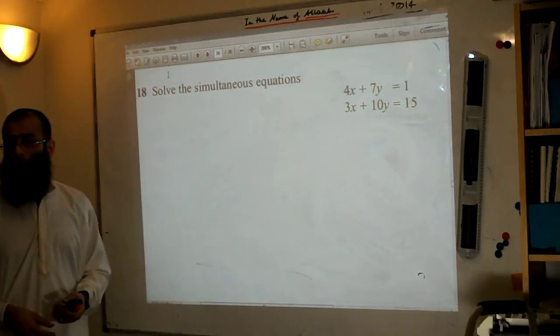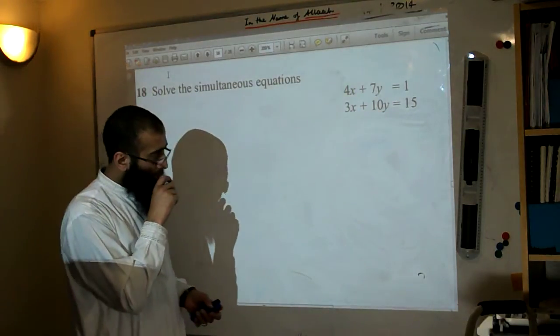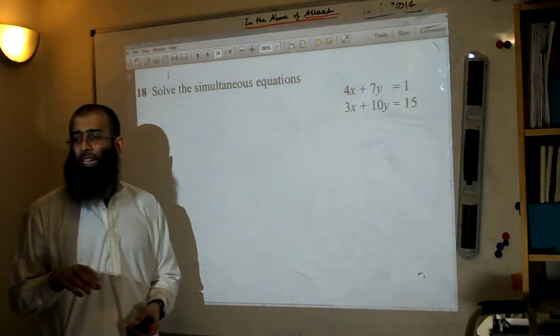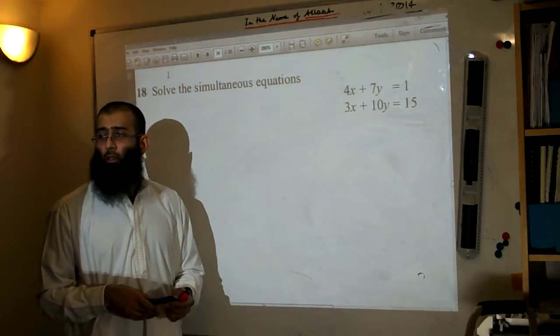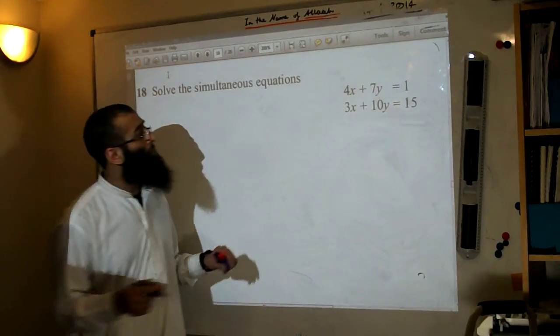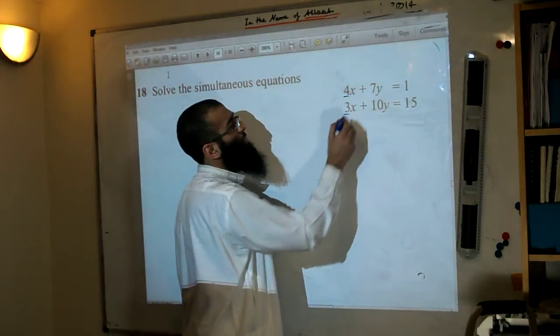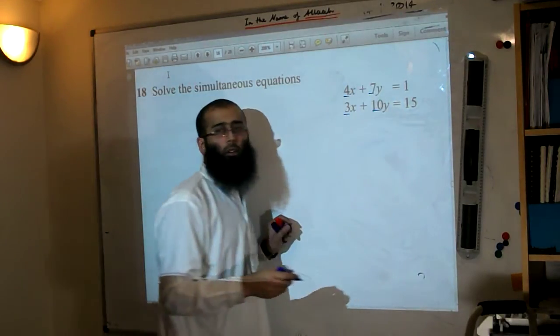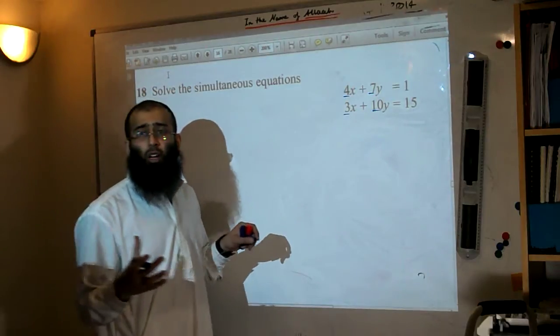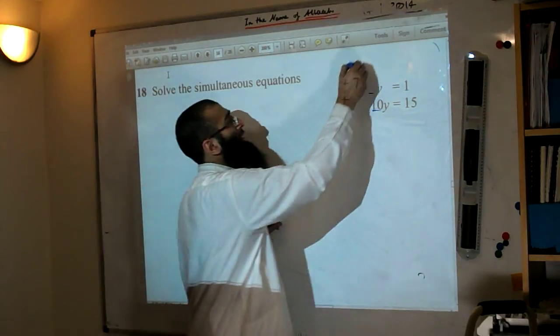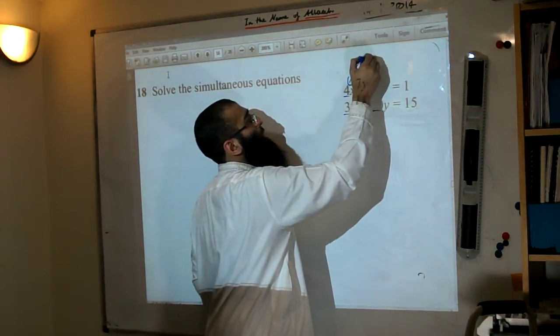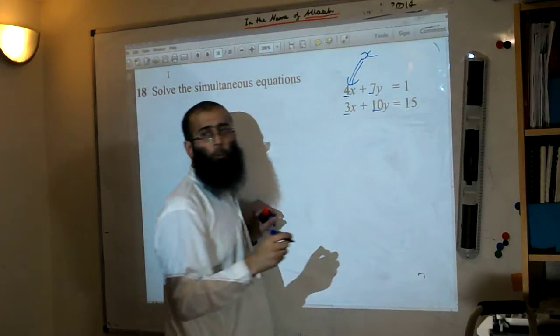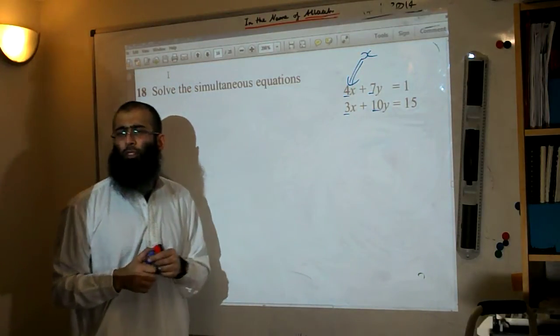Okay, now, when we do these questions, we're going to use the elimination technique. We're going to eliminate either the x or the y. We look at the values. 4 and the 3 are the x coefficients, and 7 and the 10. We're going to decide to eliminate the x coefficients. How do we eliminate the x coefficients here?